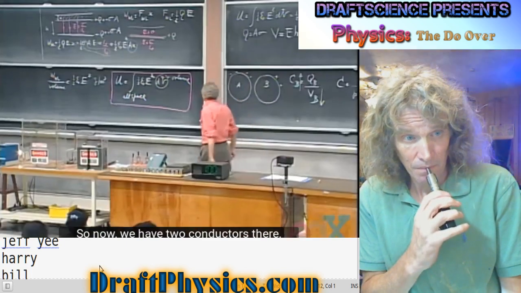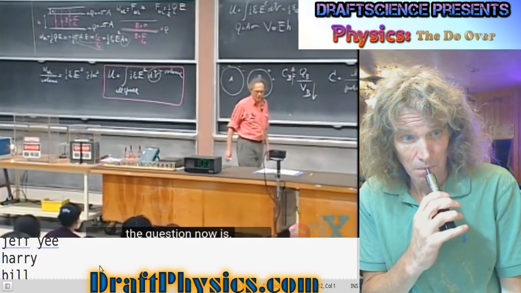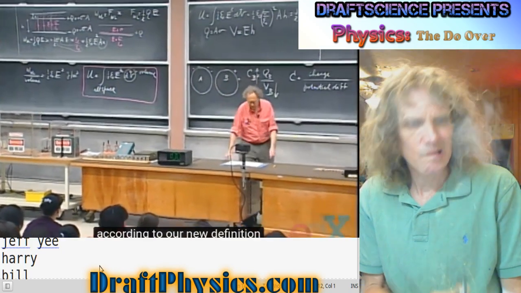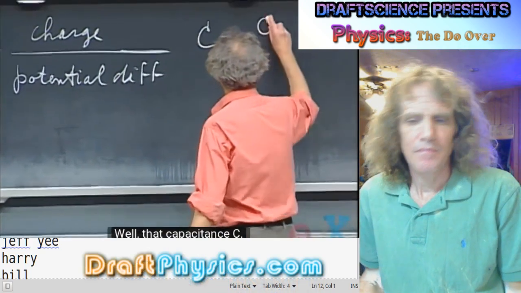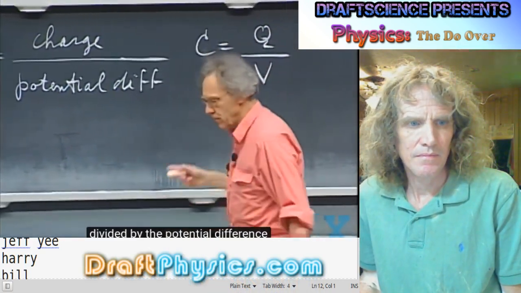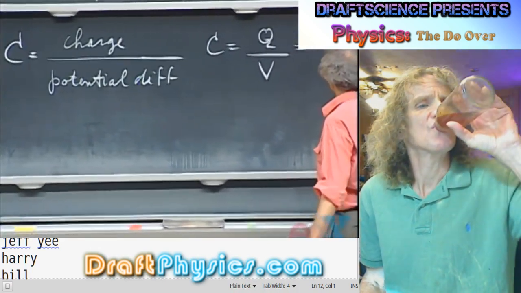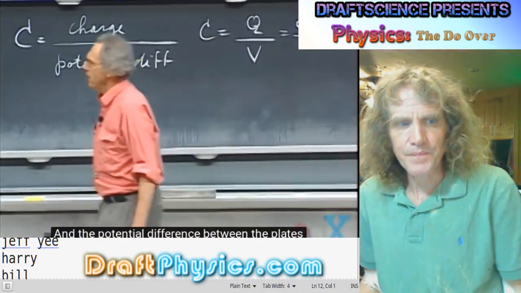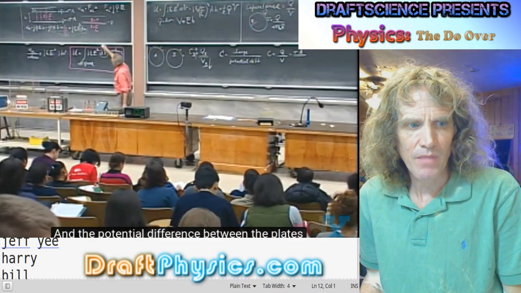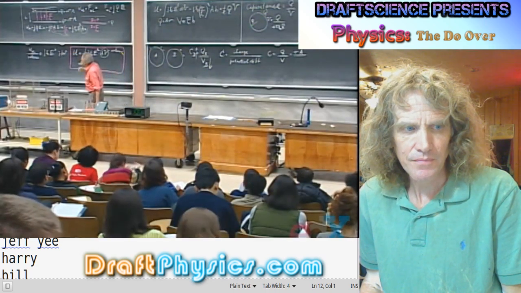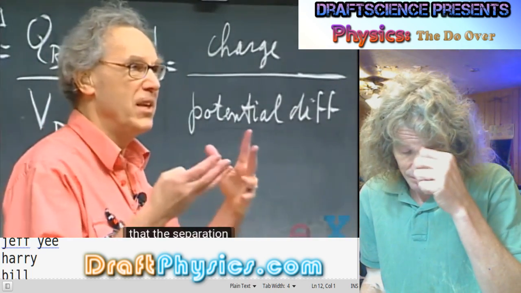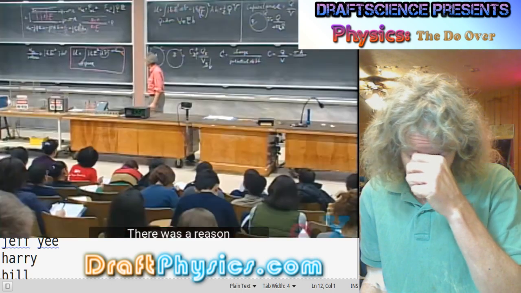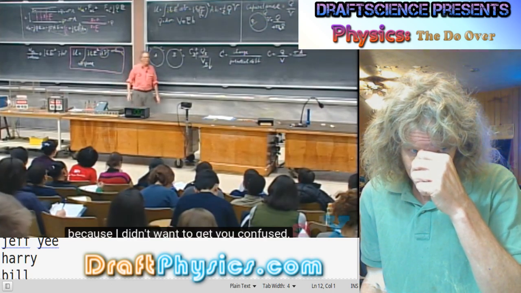So if we go to these two parallel plates, the question now is, what is the capacitance, according to our new definition, of these parallel plates? Well, that capacitance C is the charge on one plate divided by the potential difference between the two plates. And the charge on one plate is sigma A. And the potential difference between the plates is the integral of E dot dl. They are separated there by a distance h. I will change that now to a d, because that's more commonly done, that the separation between plates is d. There was a reason why I didn't want to put a d there, because I didn't want to get you confused, but now there is no confusion.